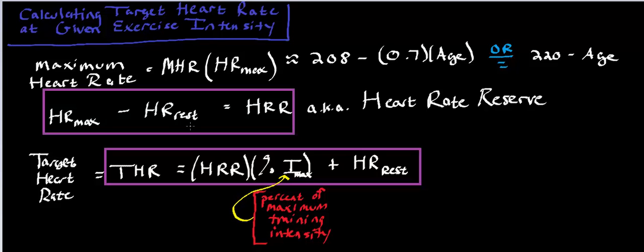It's very much appreciated. In this video, we're going to talk about a slightly more accurate way to determine what a target heart rate should be for a given exercise intensity, and then from there we can use that to calculate a range of heart rates for an approximation of the range of intensities by which you do an activity.